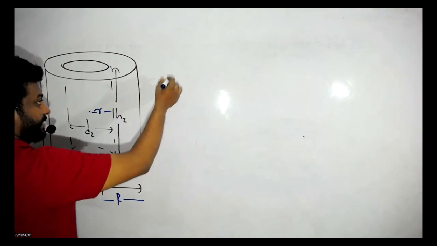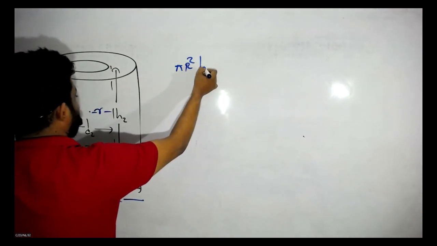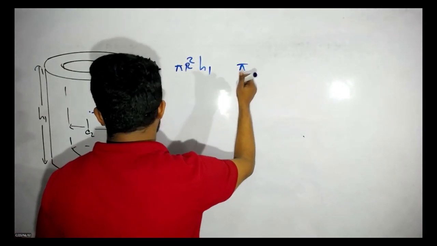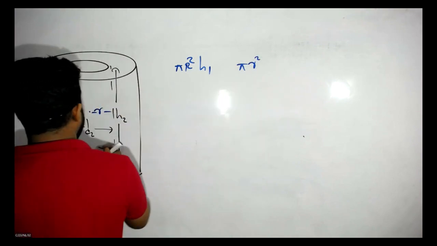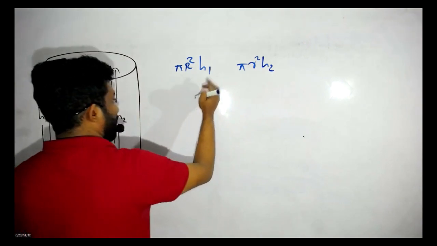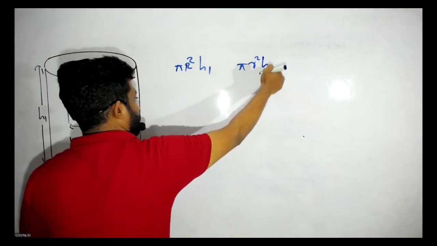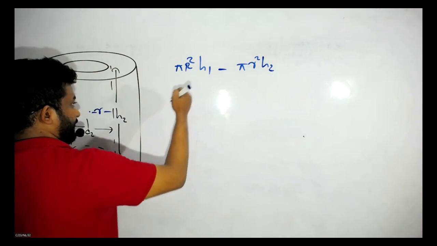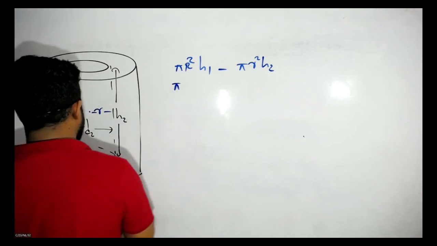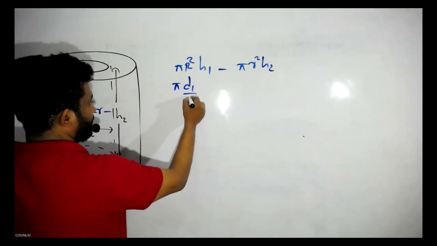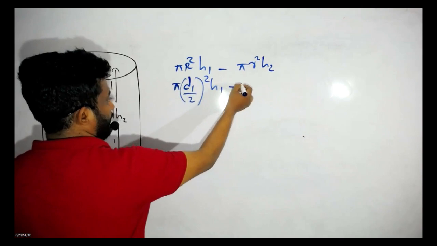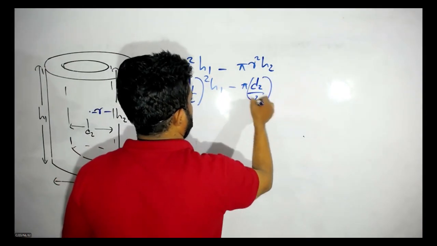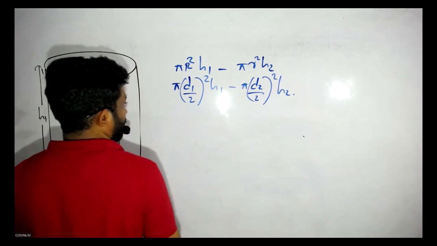So the volume of the whole cylinder is pi capital R squared H1. Then the volume of the cavity is pi small r squared, cross-sectional area times height. Then you have to deduct this volume of the cavity from the total volume of the whole cylinder. Then you can substitute capital R equal to D1 over 2, diameter divided by 2, so pi R squared H1 minus pi small r squared H2, where r is equal to D2 over 2. Then you can factorize.